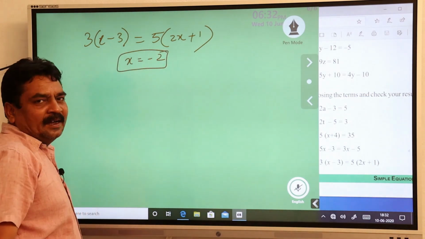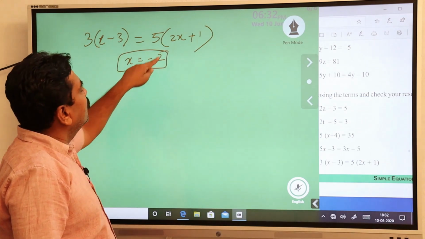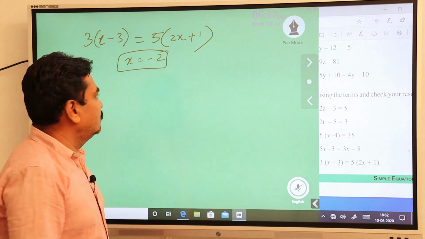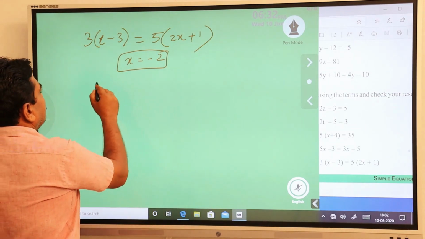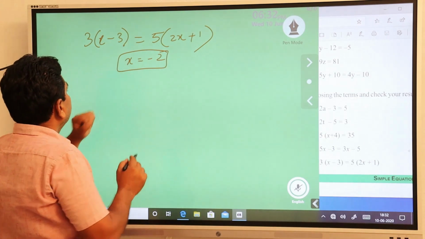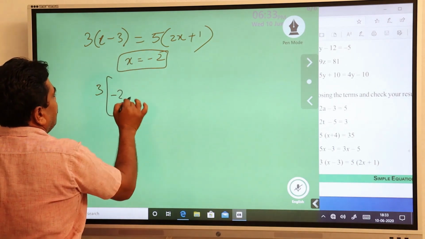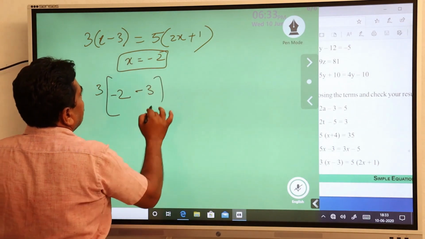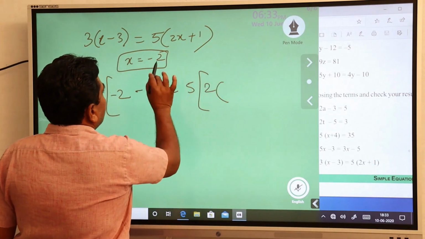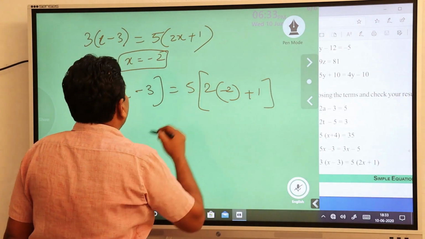Let us substitute this minus 2 in the question. You have a variable on the left hand side, and also on the right hand side as well. So we will try to substitute this. 3 into x value is minus 2, minus 3 is equal to 5 into 2 into minus 2, x value, plus 1.